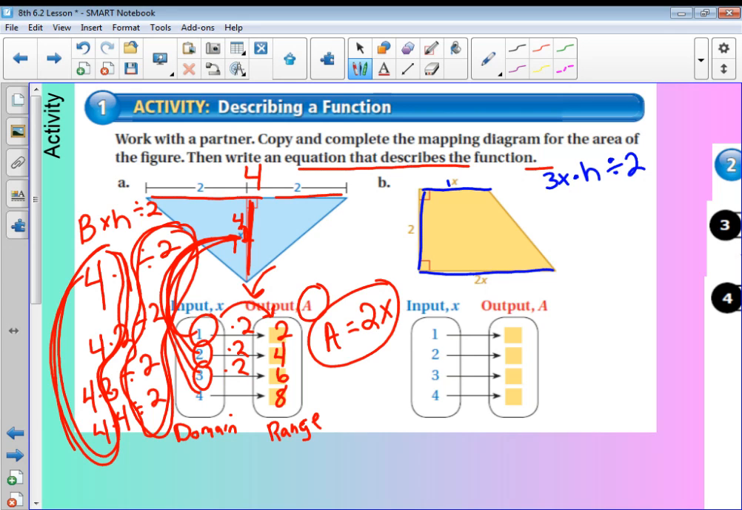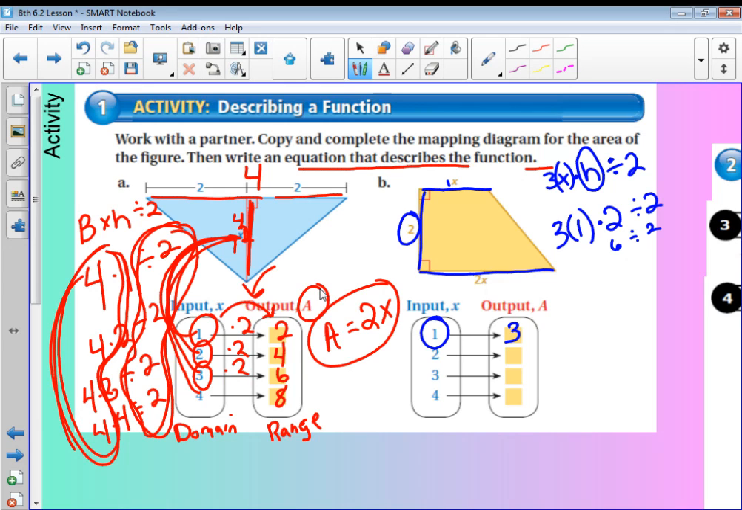Now we're going to use this equation and substitute in. First of all, our height never changes. This piece right here will never change. That is still going to be 2. The only spot we're substituting in is for our x. For our first one, we substitute in a 1. So we have 3 times 1 times the height, 2, divided by 2. 3 times 1 is 3, times 2 gives us 6. 6 divided by 2 puts us back at 3.